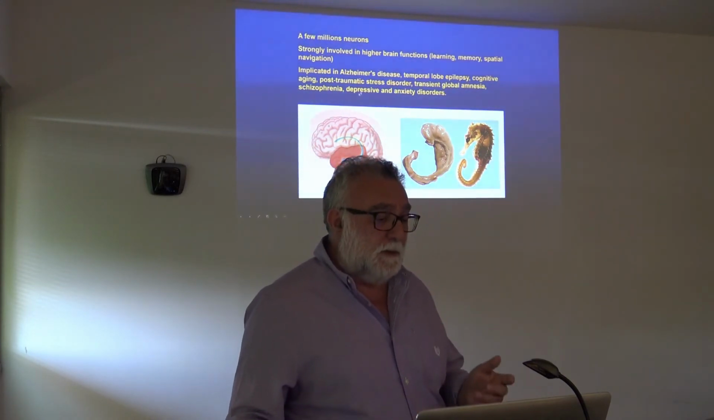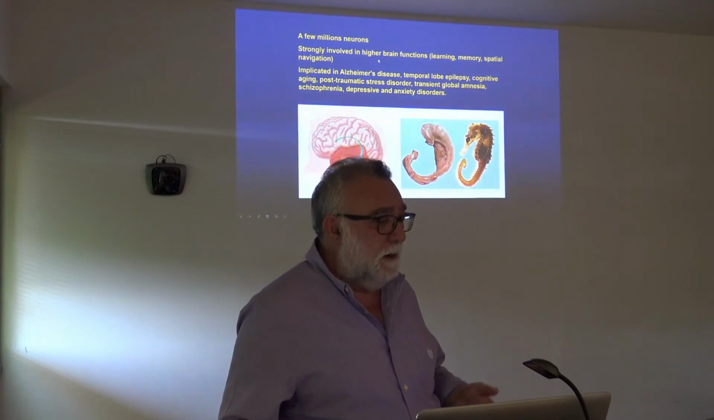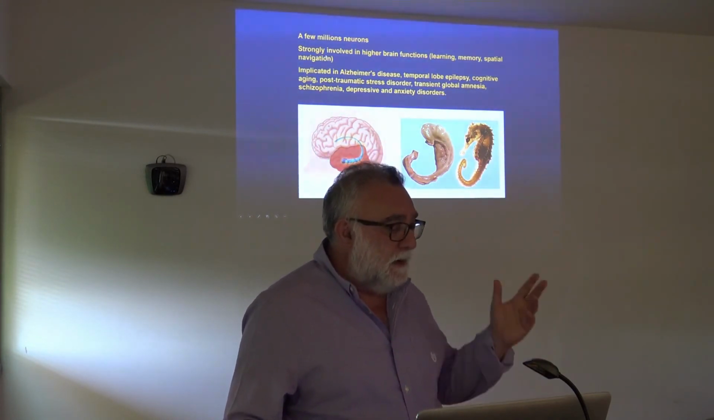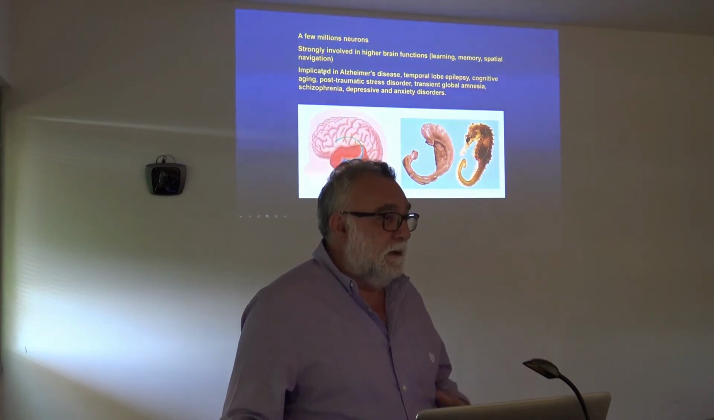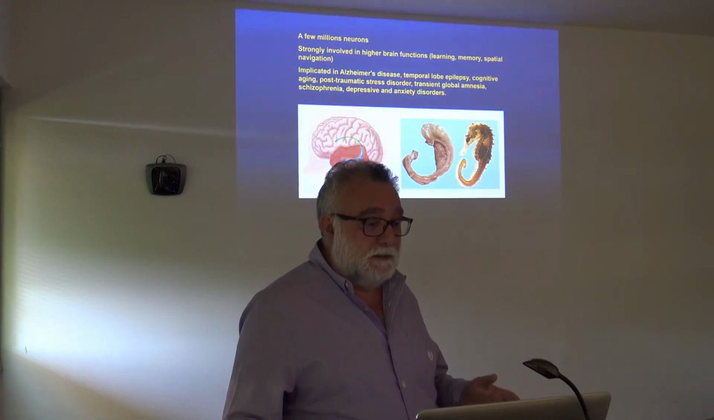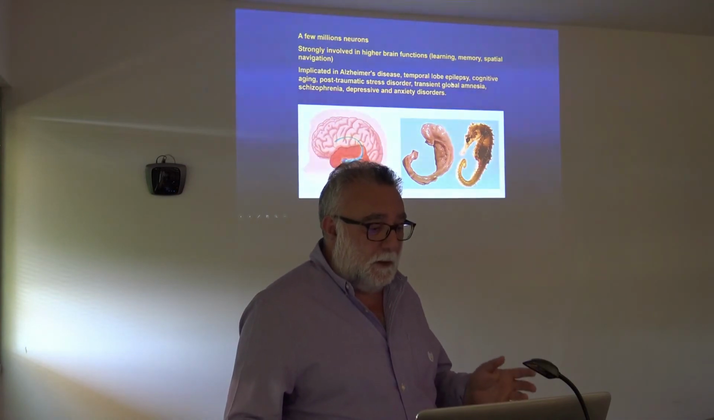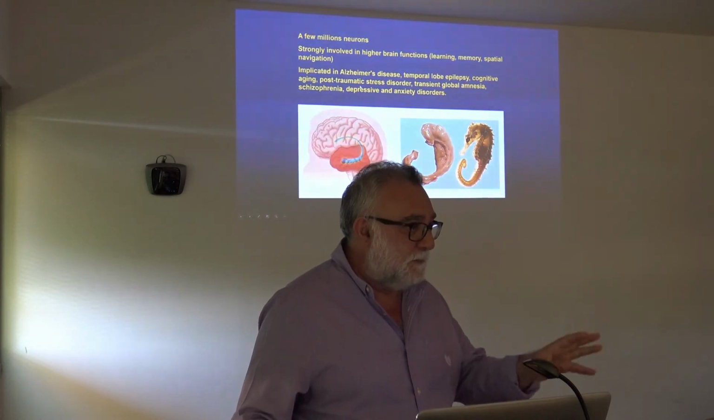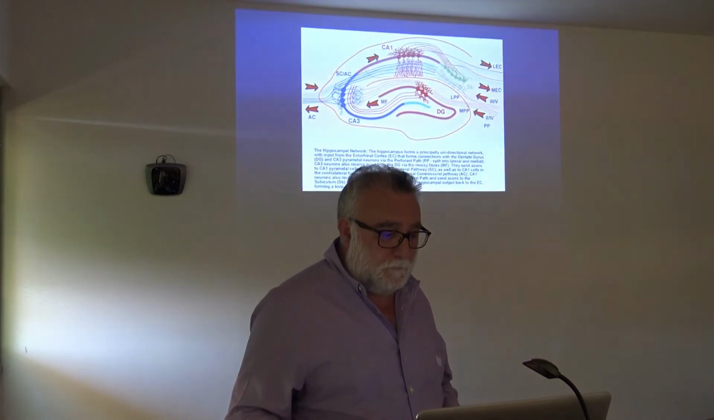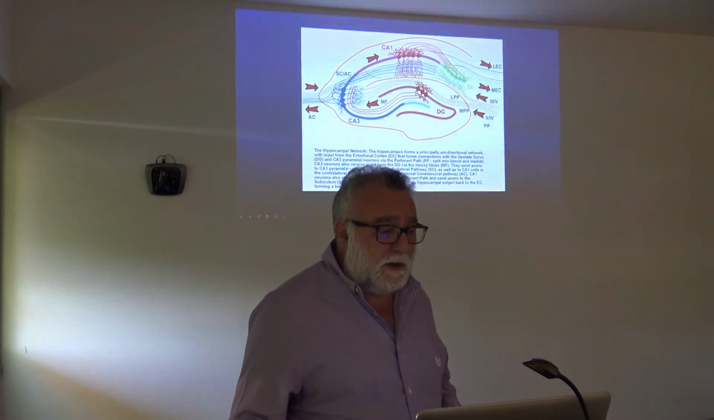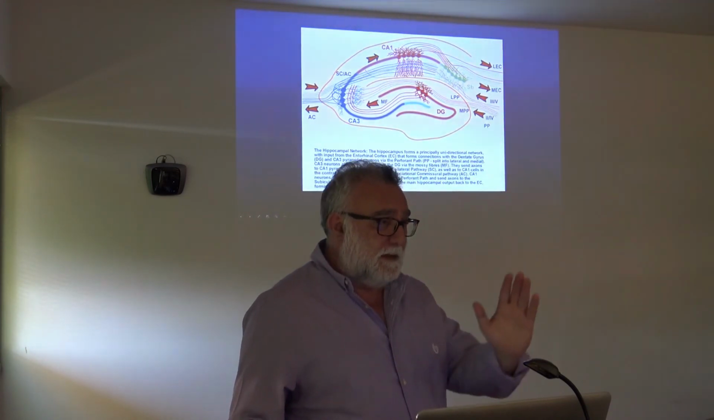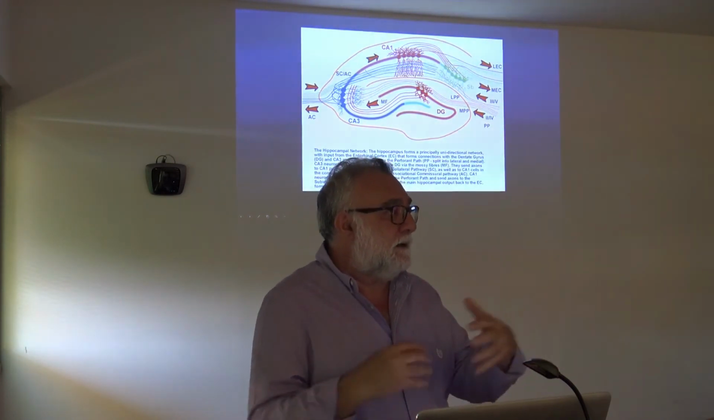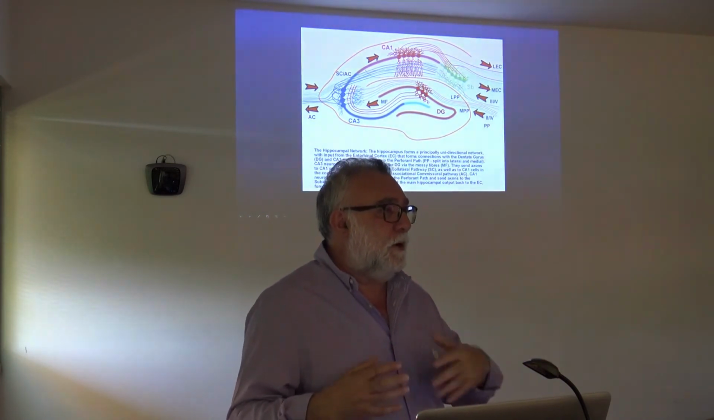The hippocampus is important because it is involved in a lot of higher brain functions like learning, memory, spatial navigation. It is directly involved in a lot of important diseases like Alzheimer's, temporal lobe epilepsy, cognitive aging, and you name it, the hippocampus is there. Okay, so the organization is relatively simple. It's not simple, but there are three populations: CA1, CA3, and DG. They are interacting, receiving input from the entorhinal cortex and things like that.